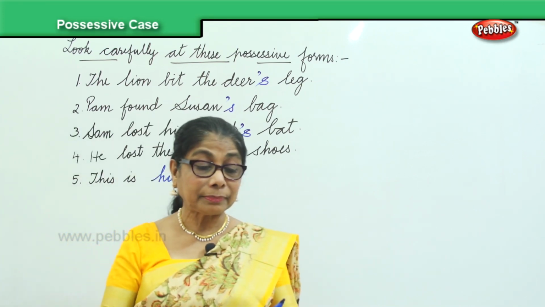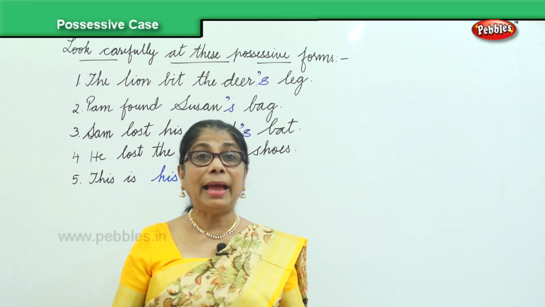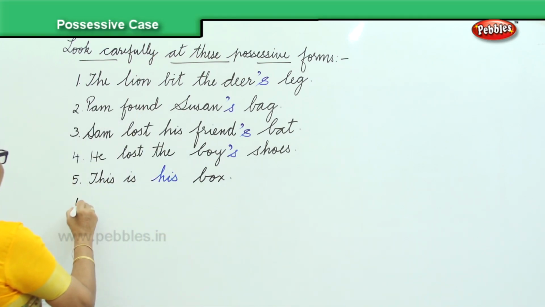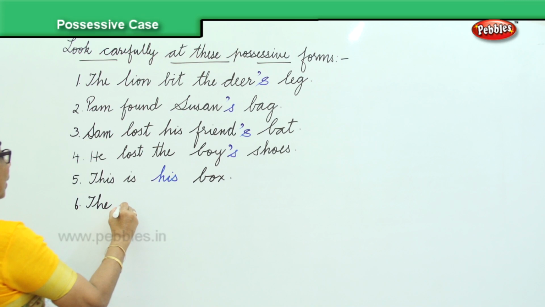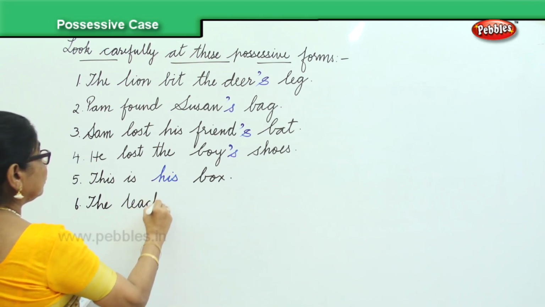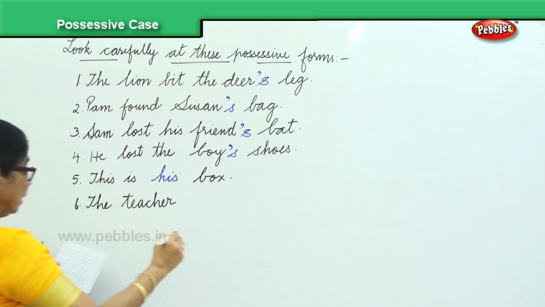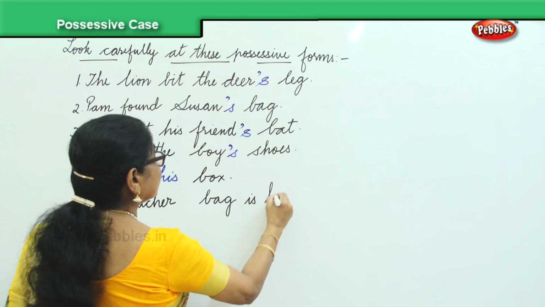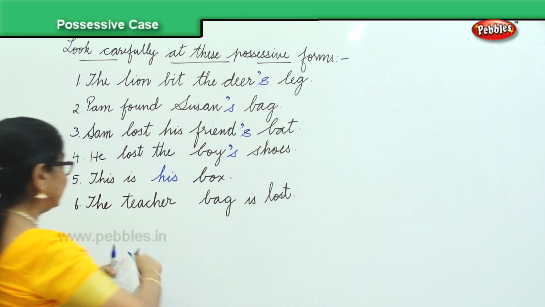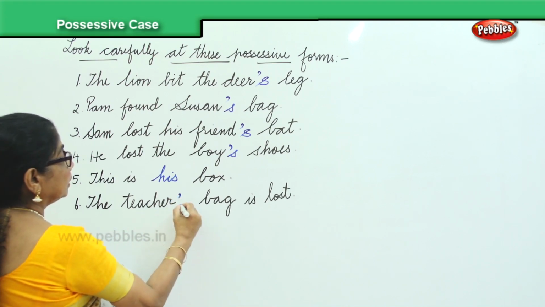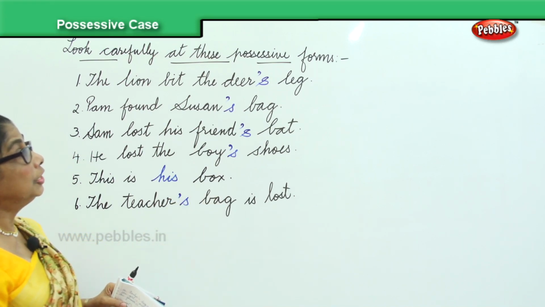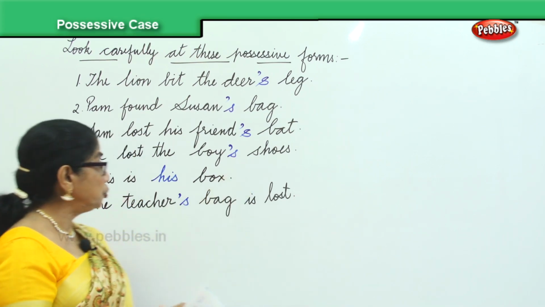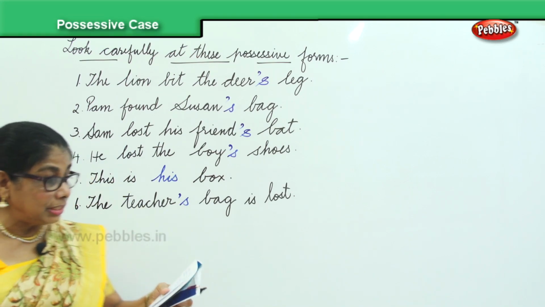Okay. Next, the teacher's bag is lost. The teacher's bag is lost or found, whatever. The teacher's bag, possessive form. Deer's leg, Susan's bag, friend's bat, boy's shoes, his box, teacher's bag.